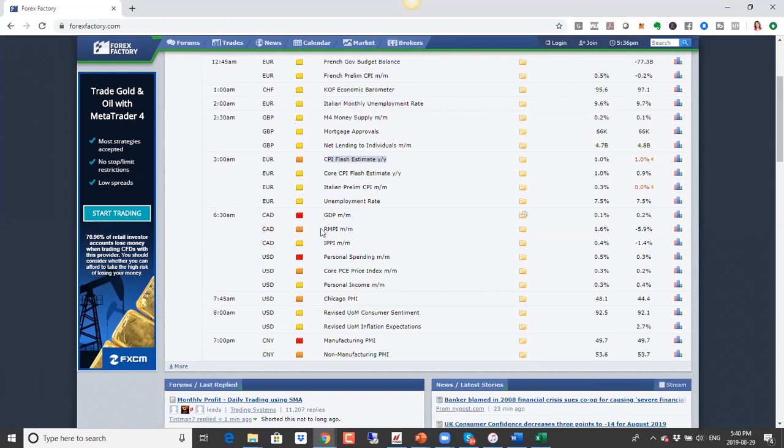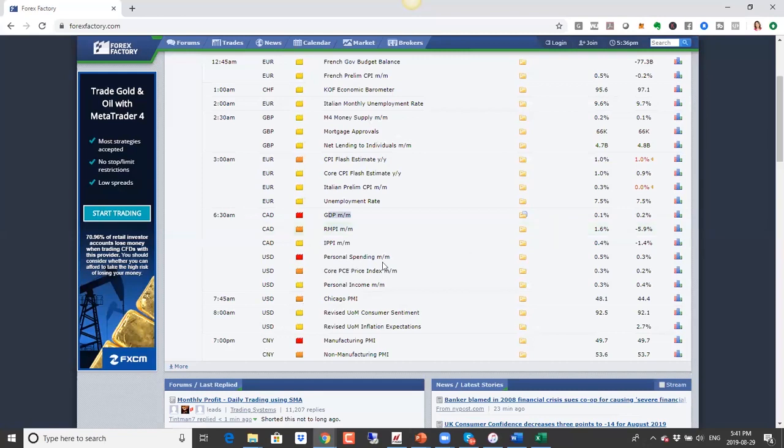And in our New York session, we have GDP numbers for Canada. Canada is one of the countries where the central bank hasn't really talked about cutting rates or making any changes to the monetary policy. Now, if the numbers are not in line with expectations, it would create that market sentiment again for participants to look for the Bank of Canada to perhaps cut rates as well. So negative numbers here will have a negative impact on the Canadian dollar.